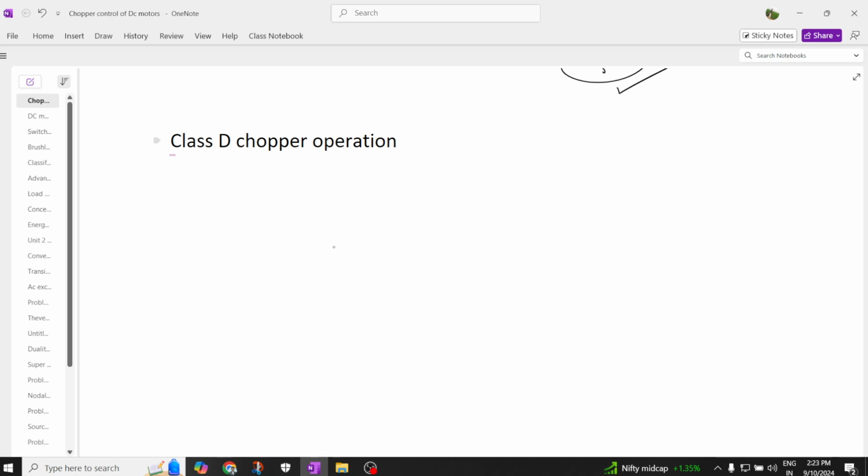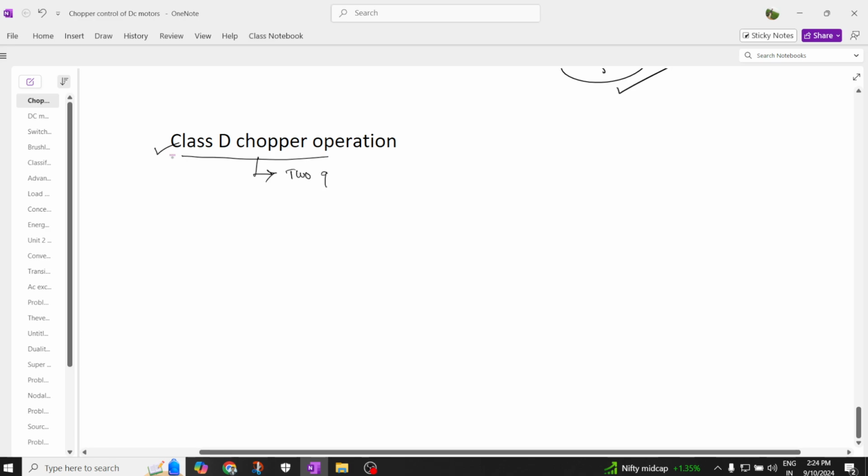So today we are going to discuss class D chopper. This class D chopper is called a two quadrant chopper. Okay, so it operates in two quadrants. Let us try to see this two quadrant operation of the chopper. So this class D chopper is called a two quadrant operated chopper. In which quadrants is it going to operate?